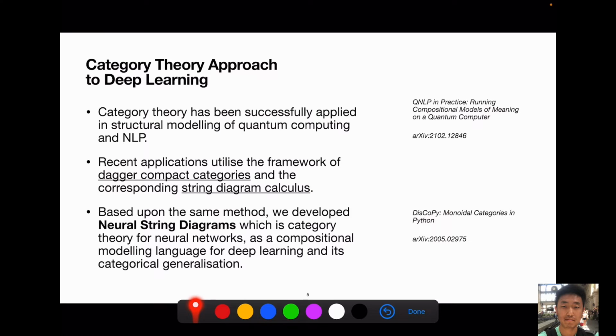So based upon the same method, we developed neural string diagrams, which is category theory for neural networks, as a compositional modeling language for deep learning and its categorical generalization. Therefore, we can use the already developed DiscoPy library to implement and compute our neural string diagrams.